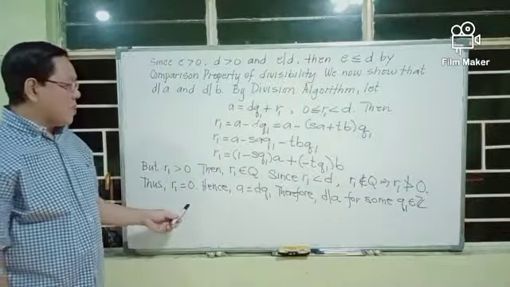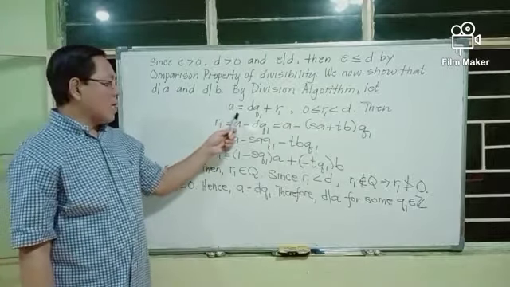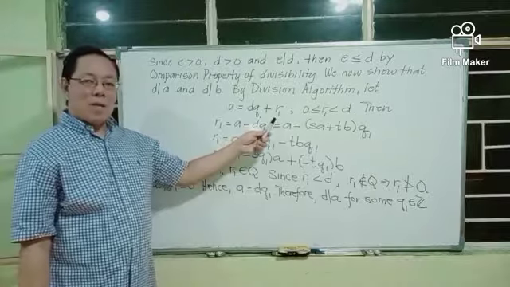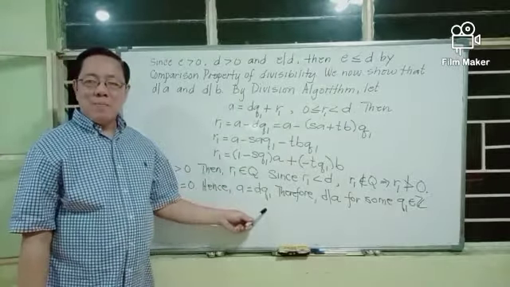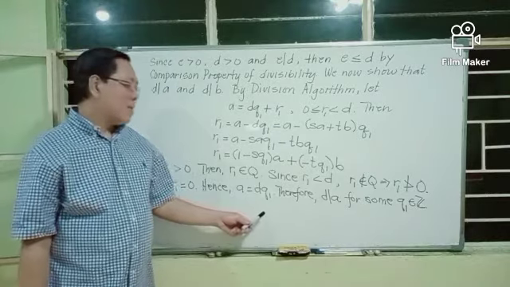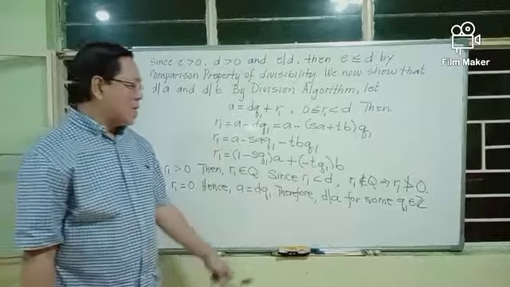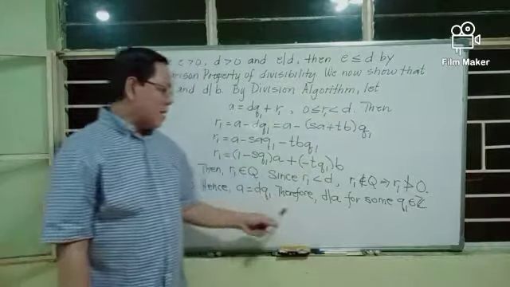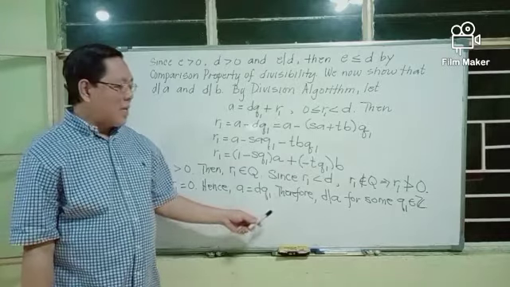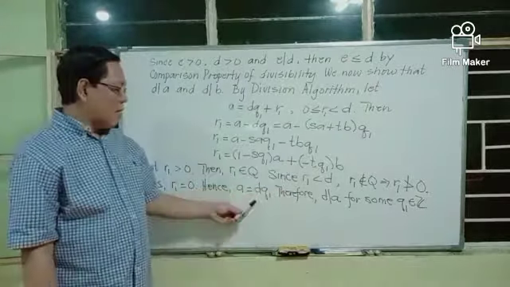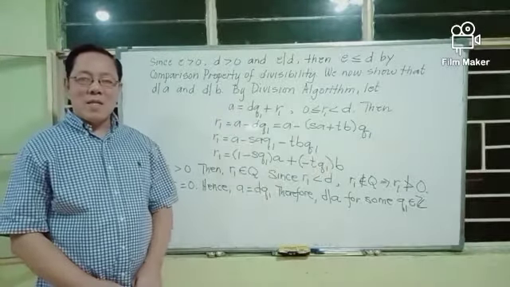Again, R1 must be 0, and this equation simplifies to A equals BQ1. R1 is 0, and A equals BQ1, by definition of divisibility, D must divide A. By definition of divisibility, if D divides A, then A is equal to D times some integer element of set C. In this case, the integer is Q1. Thus, we have shown that D divides A.